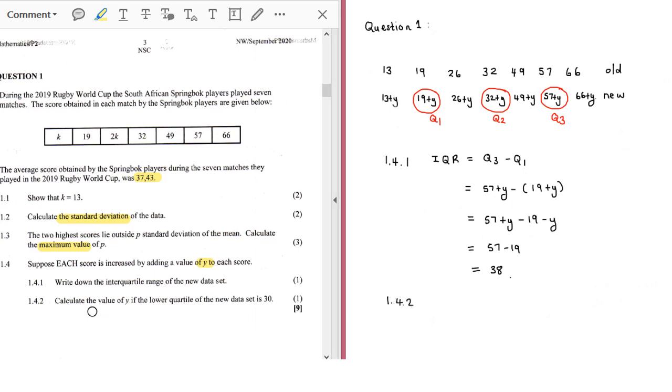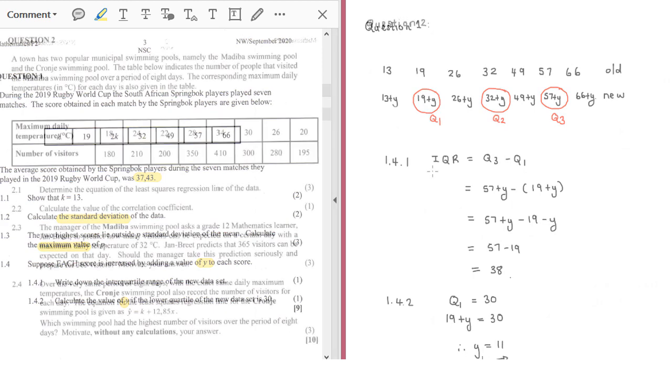1.4.2 says calculate the value of y if the lower quartile of the new data set is 30. Okay, so this is basically sort of like an equation. We've already identified our Q1, right? So we now have basically that Q1 must equal 30. We have an equation for Q1 that is 19 plus y, and that must equal 30. So then therefore y is going to equal 30 minus 19, which is 11.